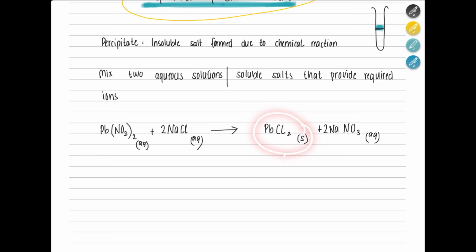Now you're going to filter this out and then wash it with distilled water to remove any traces, and then you're going to dry this between filter paper. Okay, this is important. Filter, wash and dry. Now let's have a look at another example.